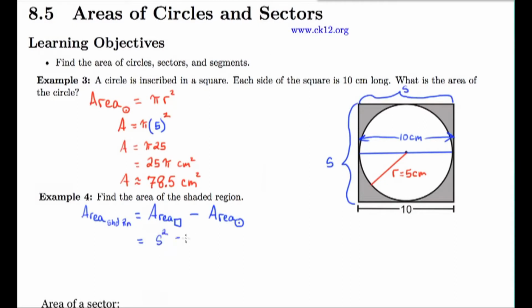Well, area of the shaded region is going to be area of the square minus area of the circle. The area of the square is s squared, the side squared, so that would be 10 squared minus the area of the circle that we just found, and that gives us 21.5 centimeters squared.